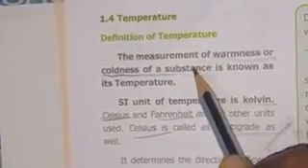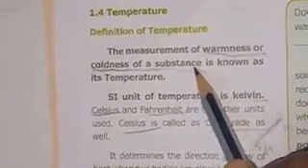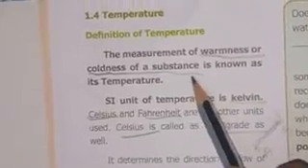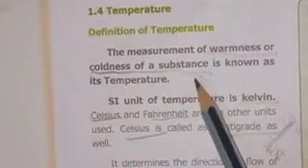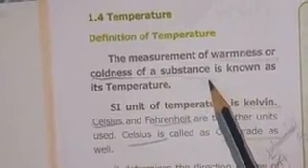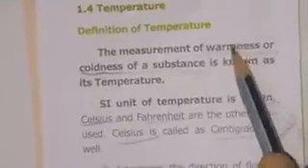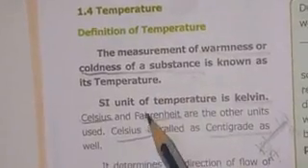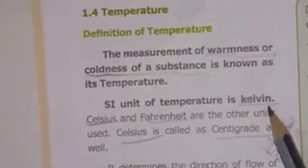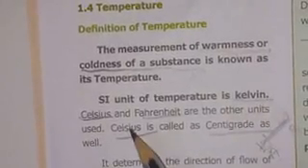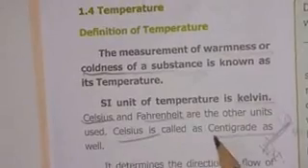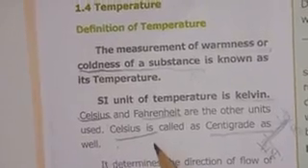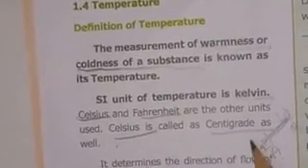Definition means you want to write, children, as it is given in the textbook. The measurement of warmness or coldness of a substance is known as temperature. An object is given to you, and whether it is hot or cold, that measurement is called temperature. What is the SI unit of temperature? Kelvin. Celsius and Fahrenheit are some other units used to measure temperature. Celsius is otherwise called centigrade.